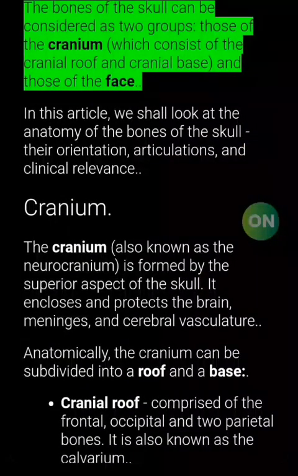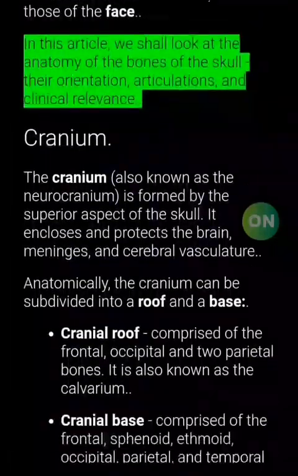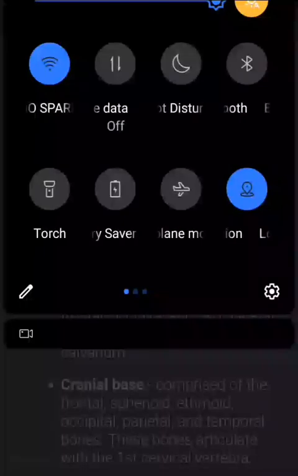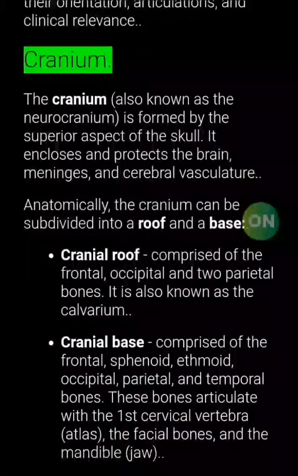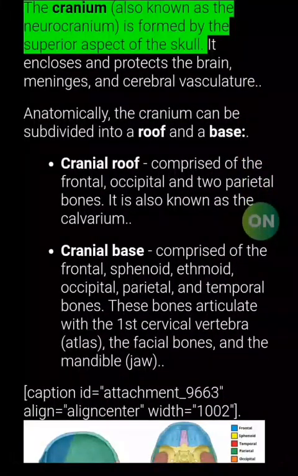The bones of the skull can be considered as two groups: those of the cranium, which consist of the cranial roof and cranial base, and those of the face. In this article, we shall look at the anatomy of the bones of the skull, their orientation, articulations, and clinical relevance. Cranium. The cranium, also known as the neurocranium, is formed by the superior aspect of the skull.